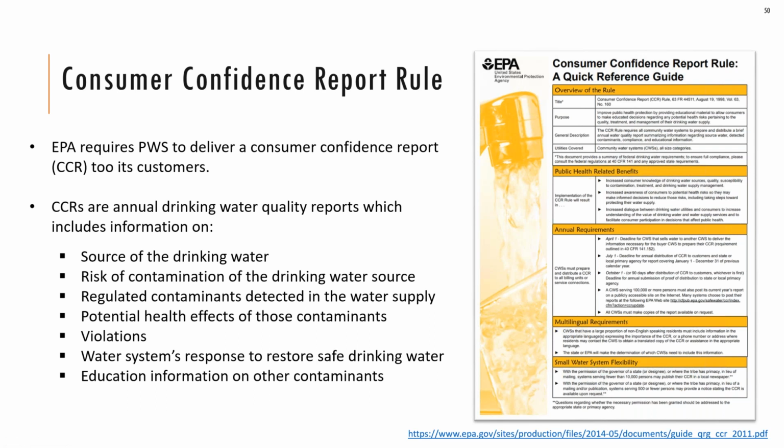CCRs are annual drinking water compliance reports, which include information on the drinking water source, risk of contamination if their drinking water source has that risk, contaminants which were detected in the water supply along with their levels, potential health effects from consuming these contaminants, as well as compliance information such as violations, information on how water systems resolve those violations, and any additional information to educate customers about their water quality concerns.